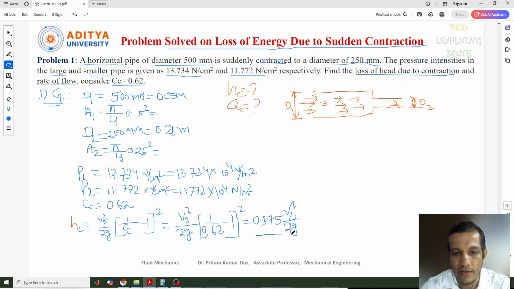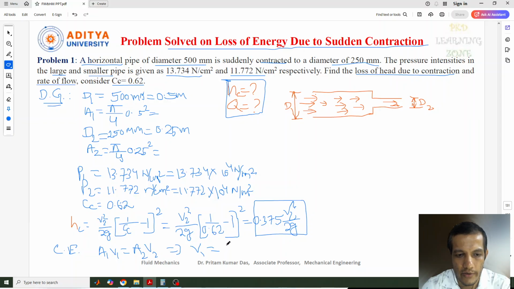So here we can see V2 is unknown, V2 is not given in the question, so we need to calculate this V2 value. One more thing we can write as per the continuity equation: A1 V1 equal to A2 V2. Now it is difficult to calculate V1 and V2, though A1 and A2 are given, because the Q value is also not given and we need to calculate that too, correct.